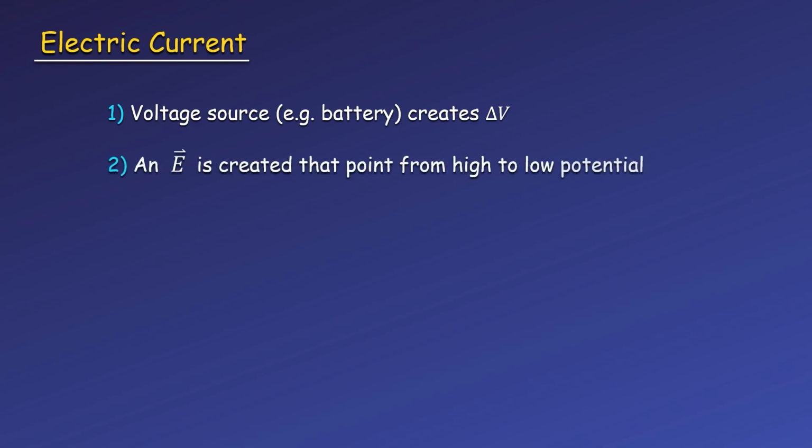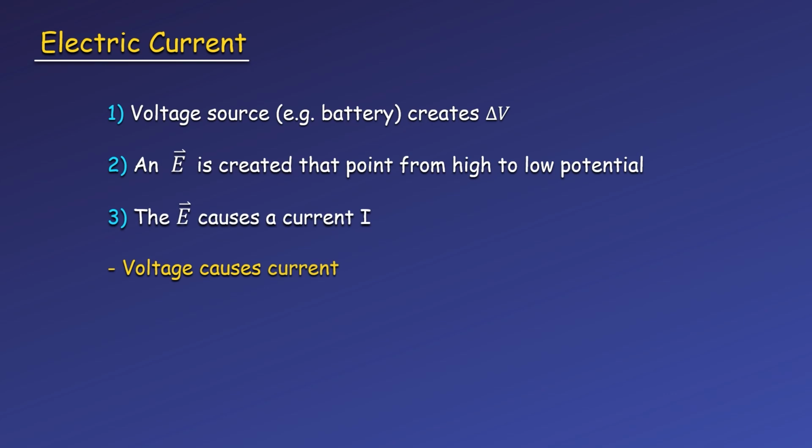Now let's take an overview of electric current. First, a voltage source, such as a battery, creates a potential difference across an object like a conductor or a wire. This potential difference leads to an electric field inside the conductor, which points from high to low potential. This electric field causes a current that points from high to low potential, though physically we know electrons are traveling in the opposite direction. So voltage causes current, not the other way around.